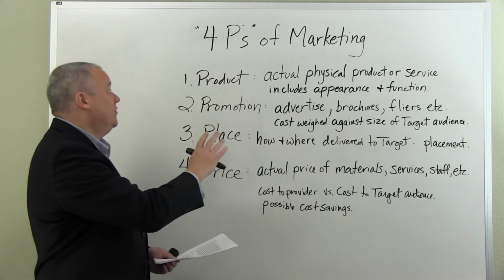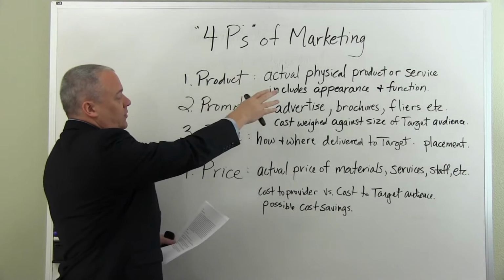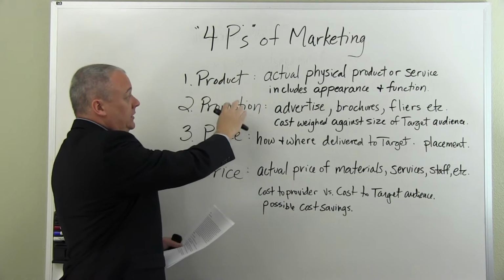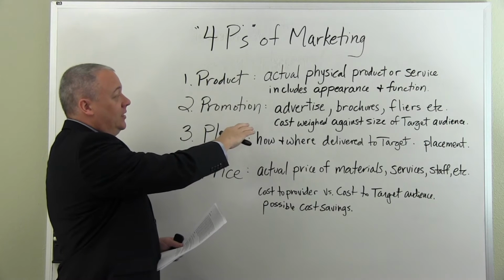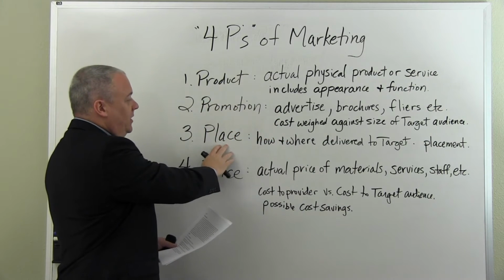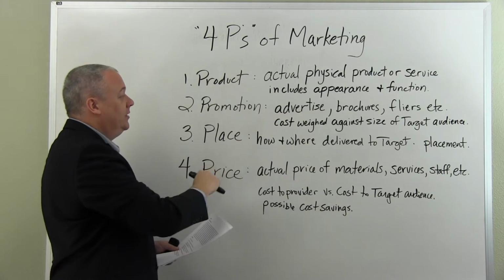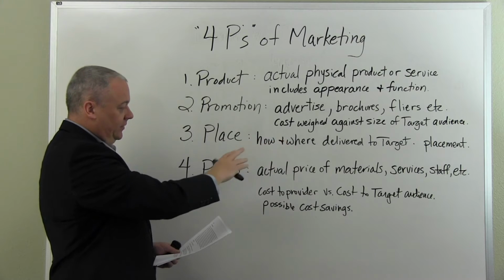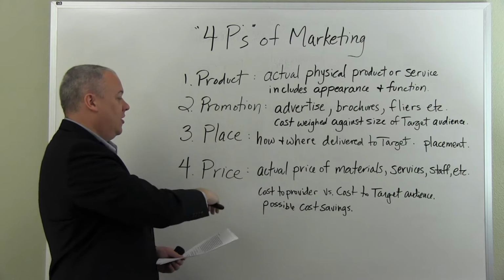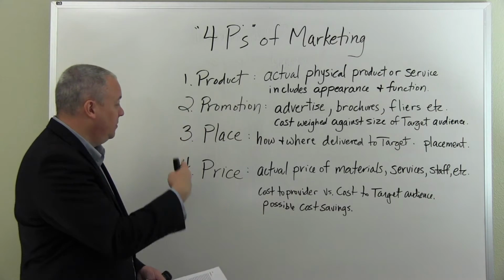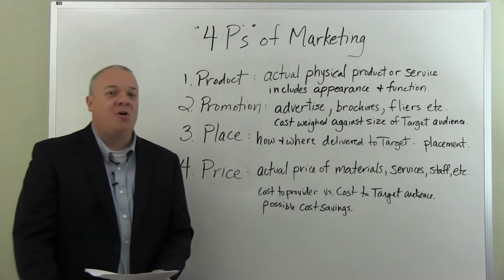So the 4 P's of marketing: know your product, the actual physical product or service, including its appearance and function. The next P, promotion, advertising, weighing the cost of the promotion against the size of the target audience. Placement, or the place, how and where you're going to deliver to the target audience. And then the price, actual price of materials, services, staff, weighed against the cost to the target audience, and then think in terms of possible cost savings. Product, promotion, place, price are the 4 P's of marketing.